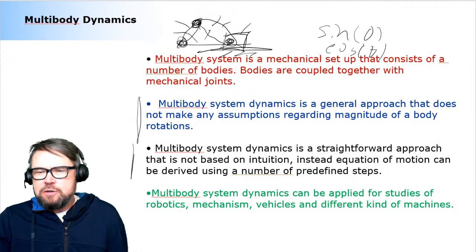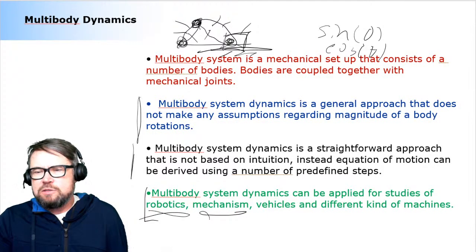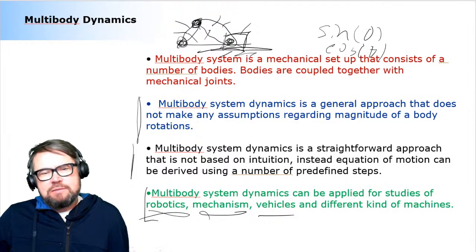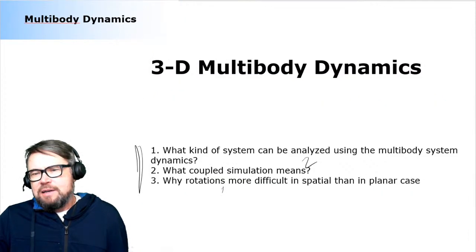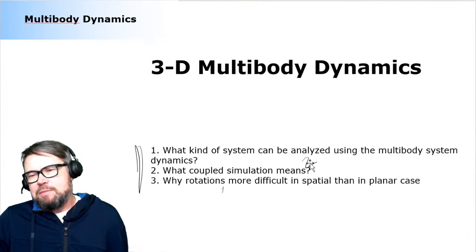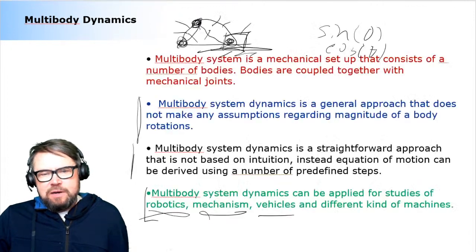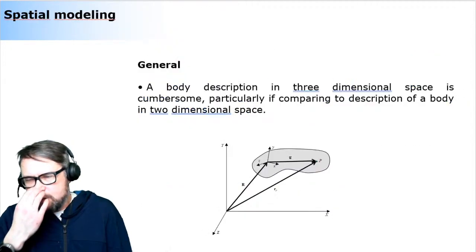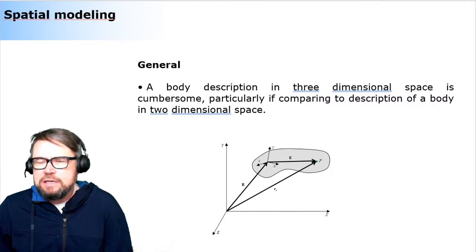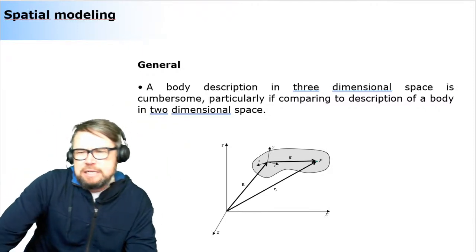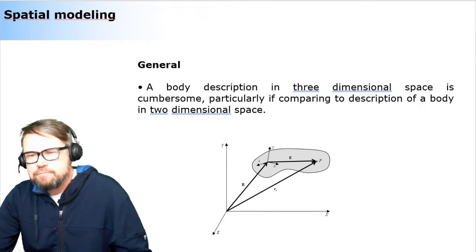Okay, so as mentioned here, multi-body system dynamics can be applied to robotics, mechanisms, vehicles, many, many different kinds of machines. That's answering the first question, which was, again, what kind of system can be analyzed using multi-body system dynamics? Okay, hopefully you're happy with that. So let's move on to the real three-dimensional spatial case. Here it is mentioned that it's more cumbersome.